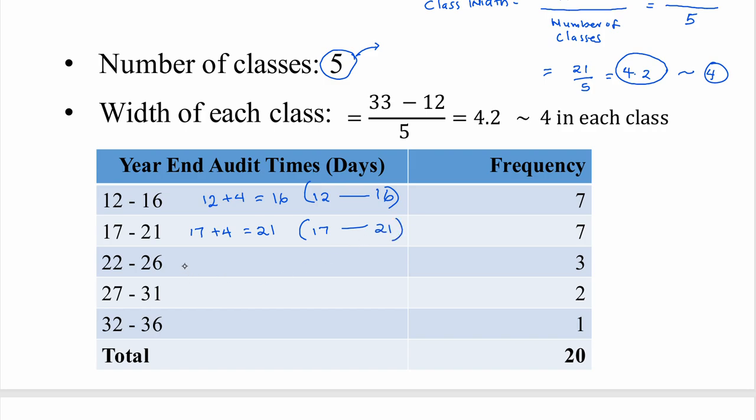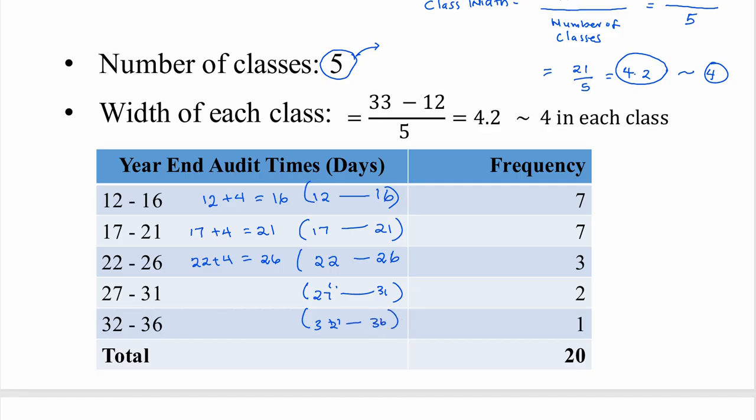Then we do the same for the third one. We go on to the next number, which is 22. We will add 4 to that, going back to our class width, 4, and that will be what, 26. So our next class will start from 22 to 26. And then we'll do the same for all the others. We're going to start from 27 to 31, and then here from 32 to 36.